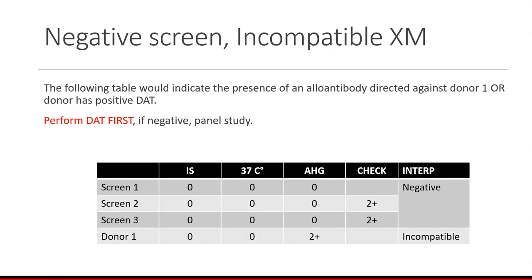So again, we have this negative screen, but the donor is 2+ incompatible at the antihuman globulin phase of testing. So the first thing you're going to do is perform a DAT on the donor. And if that's negative, then you would need to do an antibody identification by doing a panel study.